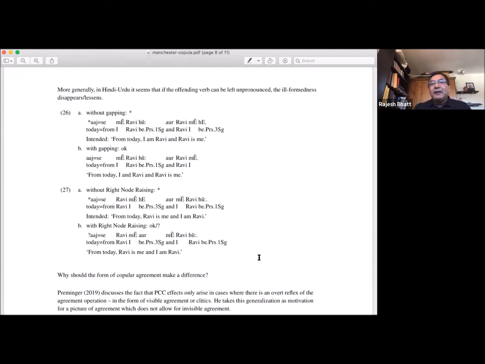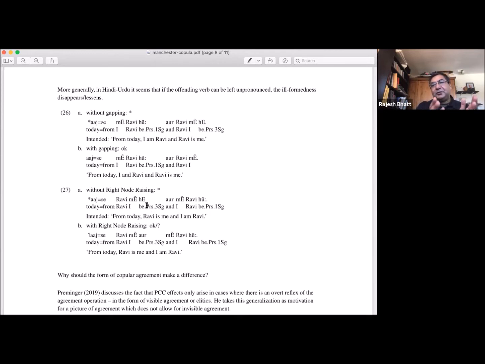So there are environments in Hindi where you can leave the verb unpronounced. Okay, so gapping is one such environment. So gapping is a situation. So we're not going into the formal treatment of gapping, but we are using it descriptively. So you go from SOV and SOV to SOV and SO. So you leave the final verb out. So 26A is bad. आज से मैं रवि हूँ और रवि मैं है is bad, but आज से मैं रवि हूँ और रवि मैं is okay.